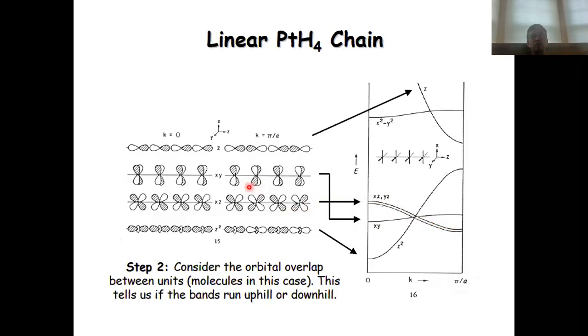Okay. So now for the dyz, we have exactly the same situation because the only difference between the dxz and the dyz is that the dyz is rotated by 90 degrees relative to the dxz, but like in the dxz, there is pi overlap between the dyz orbitals. Okay. Therefore, the band for the dyz runs exactly where the band for the dxz runs. Okay, it runs downhill and is relatively narrow.